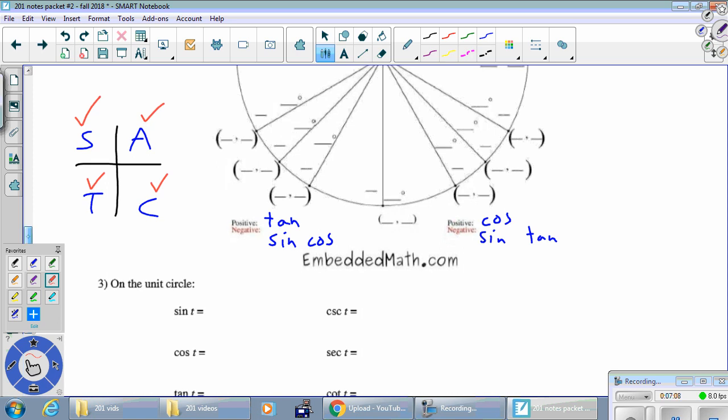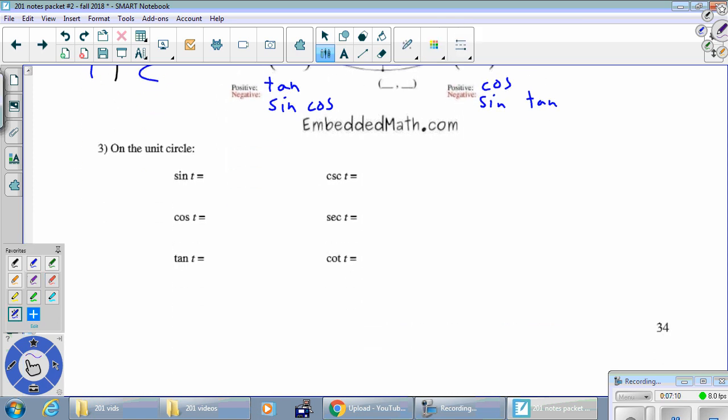And when I say the others, I'm really only talking about the three main ones, sine, cosine, tangent. I have been blissfully ignoring these guys, but they should be easy enough to figure out because we know that cosecant is the reciprocal of sine. And so if the sine of t is a negative number, then so is the cosecant of that same t.